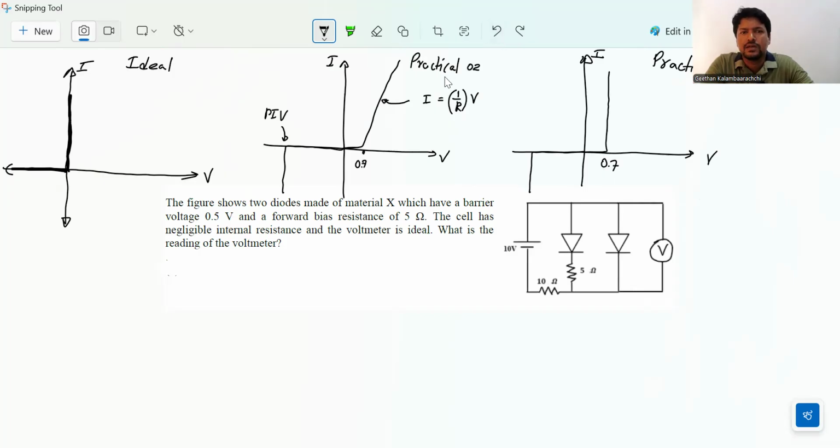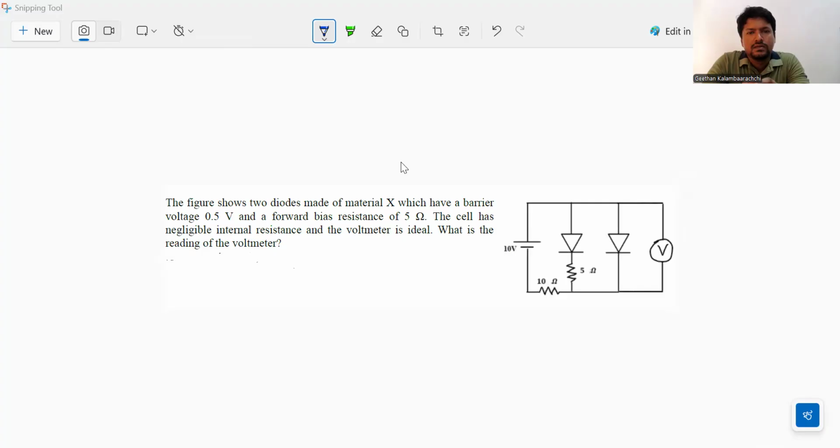But in this question, what you have is the practical diode scenario 2. So in this question, let's first think that there is no current passing through any of the diodes. If so, there'll be a potential difference of 10 volts here and here. So then we can think, no, there should be a current. Yes. So both diodes are active here.